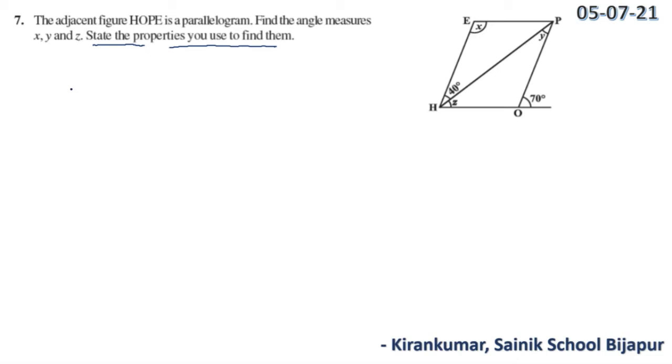Observe the figure very carefully. This angle 40 degrees and angle Y, they are alternate interior angles. So straight away we can write Y is equal to 40 degrees and mention the reason: alternate interior angles.